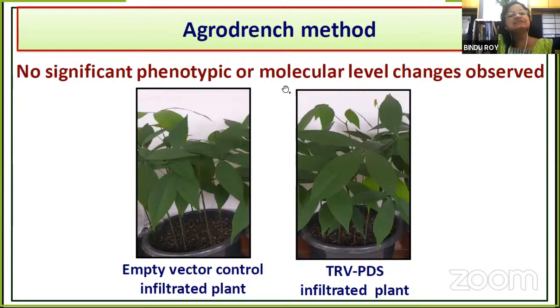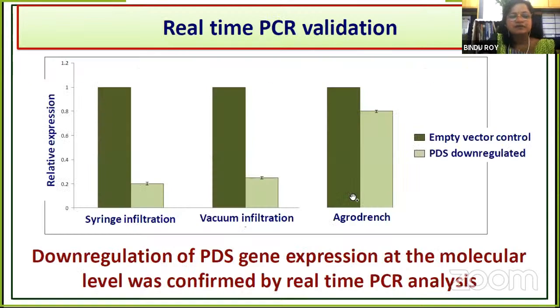With agro drench, I said there was no significant phenotypic or molecular level change observed. So the empty vector and the TRV PDS infiltrated plant showed similar phenotypic expression. So finally, we have to go in for PCR, real-time PCR validation to understand the downregulation of the PDS gene expression at the molecular level.